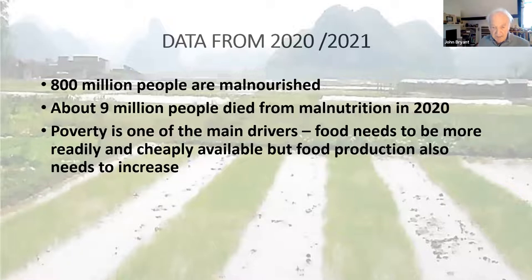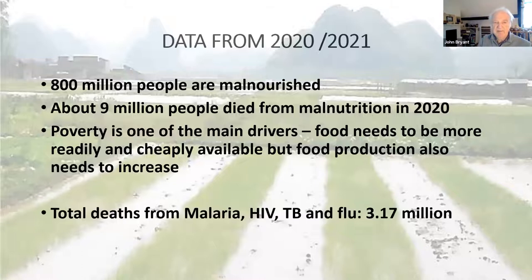And that's a political thing, but we can make a noise as plant scientists, that's ethical. But food production also needs to increase. We need to think about both those issues. And just to put those numbers in perspective, the total deaths from malaria, HIV, TB and flu in 2020 were 3.17 million. So just over a third of the total that die from hunger. Of those four, HIV, TB, flu and malaria, TB is the biggest killer, accounting for about half of that 3.17 million. So there's a medical ethical issue, getting the vaccine out to people who need it.